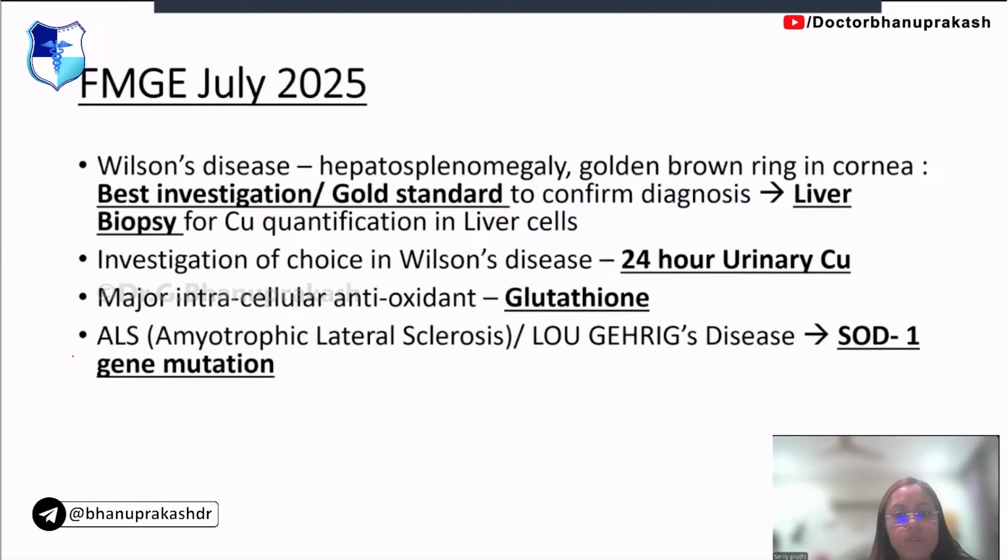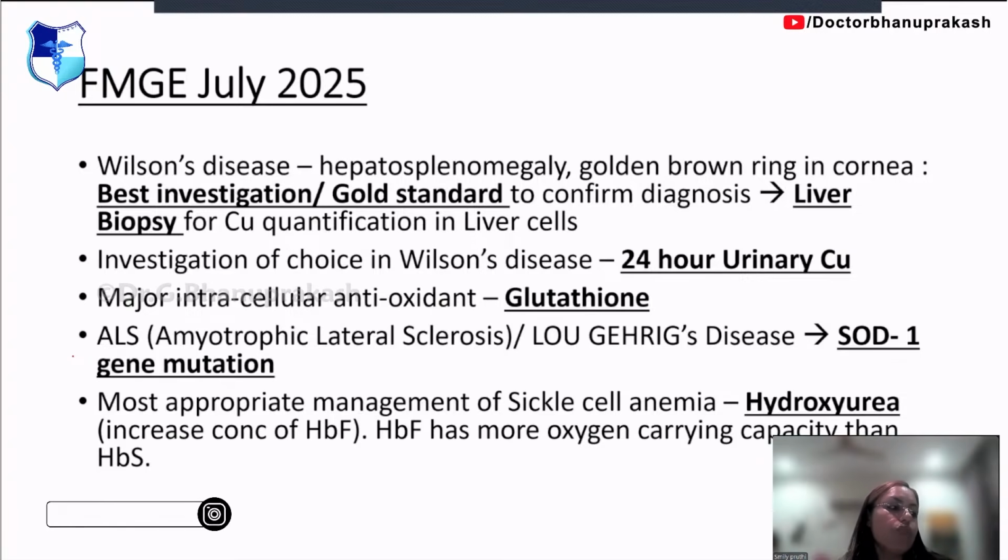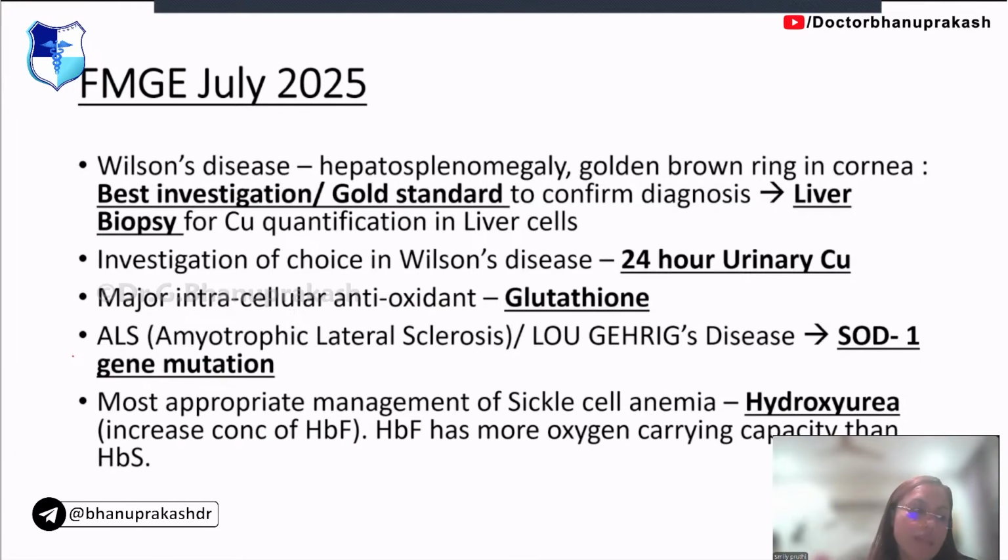Amyotrophic lateral sclerosis, mutation is in the SOD1 gene. Most appropriate management of sickle cell anemia is hydroxyurea, which increases the concentration of HbF, fetal hemoglobin. Because fetal hemoglobin has more oxygen carrying capacity as compared to HbS, sickle cell hemoglobin.